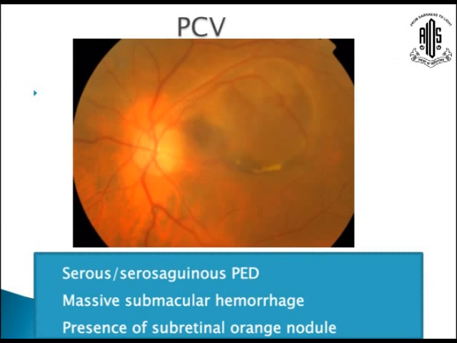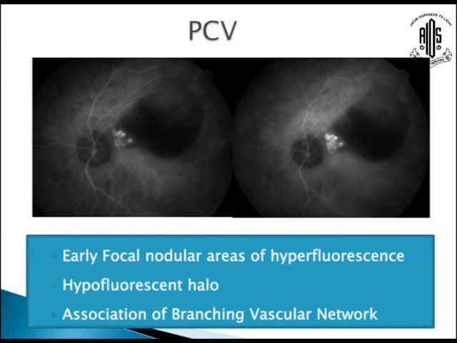Another differentiating condition we should not get confused with is polypoidal choroidal vasculopathy, which can sometimes present with serous PED, sometimes serosanguinous, where the diagnosis is clear cut. But in this case the angiography will show multiple focal areas of nodular hyperfluorescence, and in many a case you will see a branching vascular network on ICG angiography, which should be done to differentiate the condition.